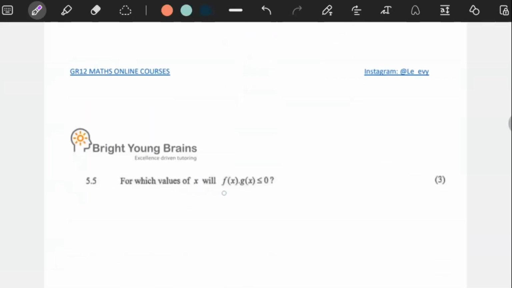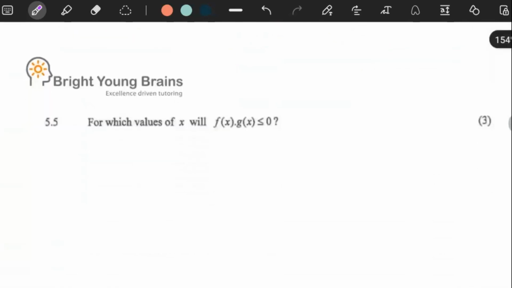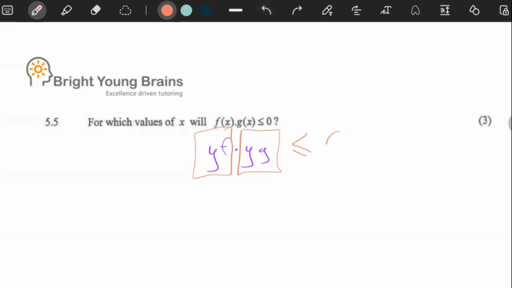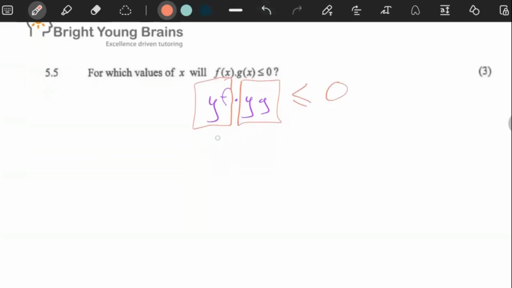And then it says, for each value of x, is this expression smaller or equal to 0? So the best way to understand this question is you need to know how to read it. All this is saying is if you take y values of f and you multiply them with y values of g, where will this mathematical expression be a number that is smaller or equal to 0? So logically what we know is for two numbers to be multiplied together and to give us a negative value, it means that one has to be a positive while the other one is a negative, or one has to be a negative while the other one is a positive.